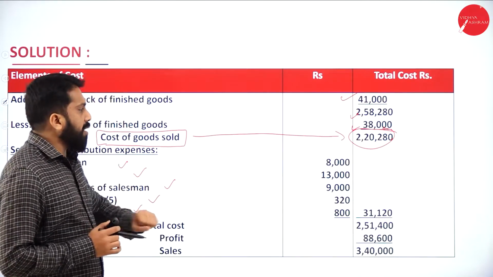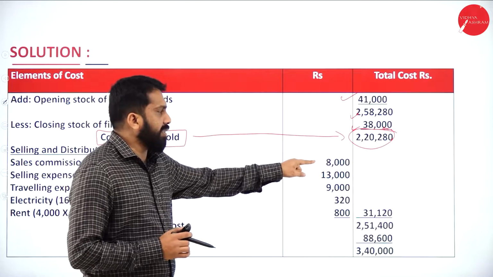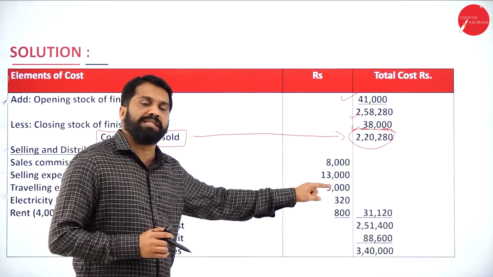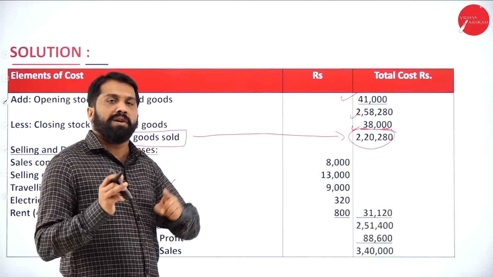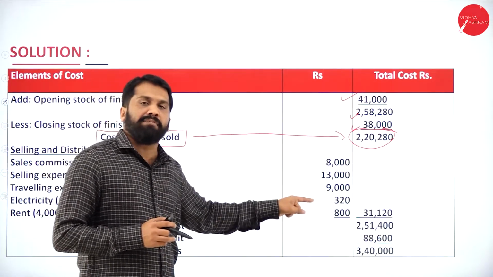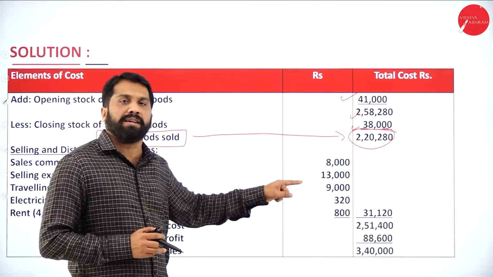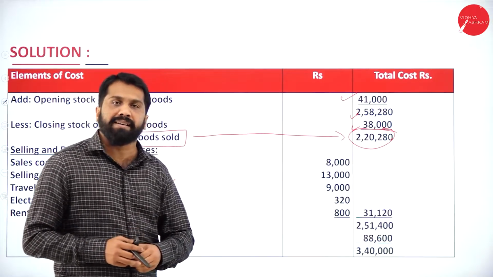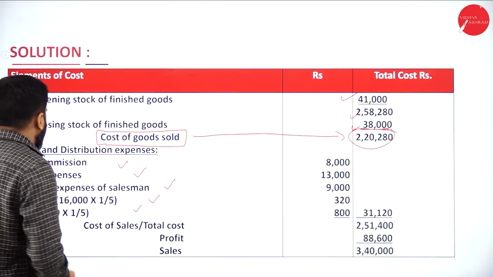By mistake, if you have done any one, 8,000 instead of office, instead of selling, you have written in office, your marks will be deducted only for this 8,000. The rest of the things are correct, so you will be awarded marks for the rest of the correct answers. Now, up to this we completed.